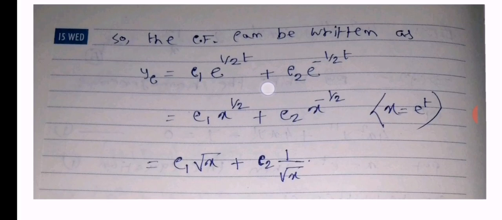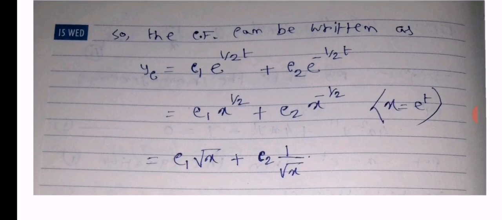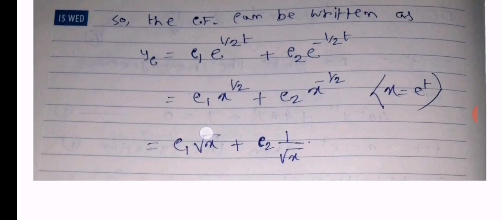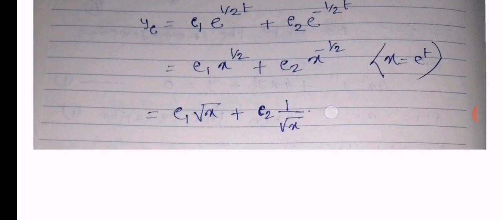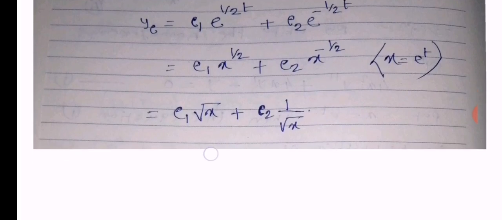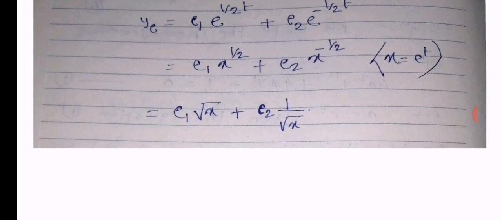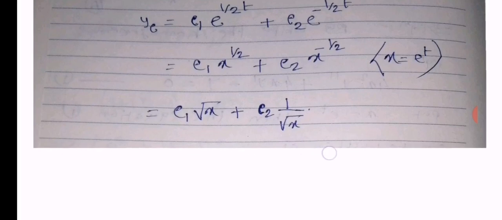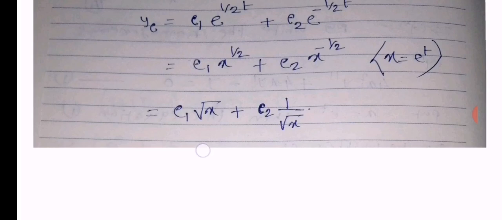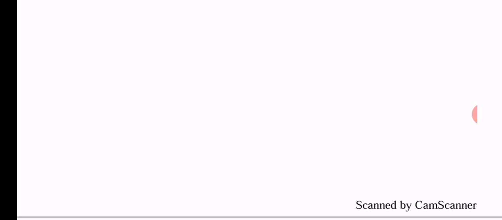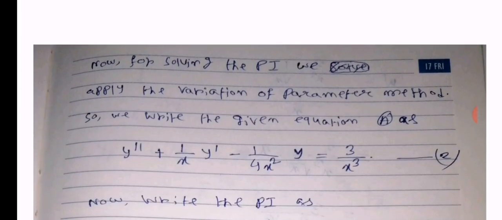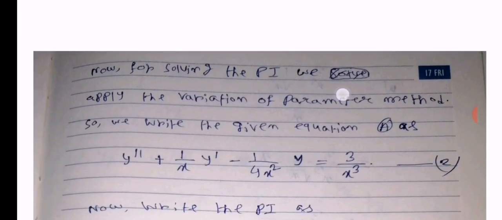Now if you put e to the power t equal to x, as you have substituted, you get c1 x to the power half plus c2 x to the power minus half. So finally you can write it as c1 root x plus c2 by root x. This is your complementary function in terms of x. Now the second part is you need to find the PI.